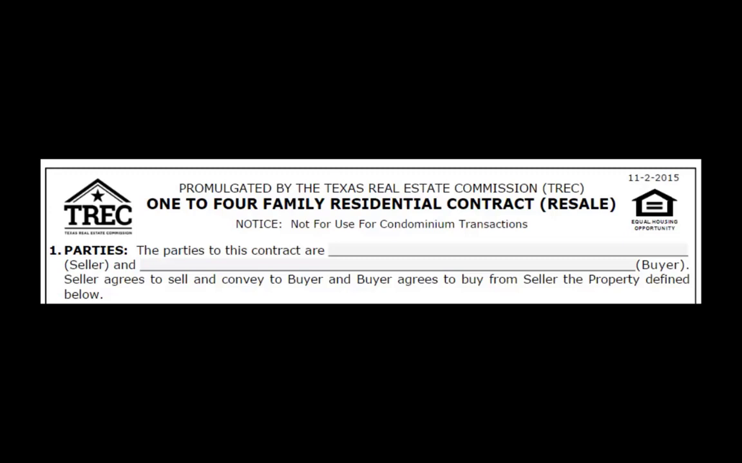In the first blank, you put the seller's name. Second blank, you put the buyer's name. Use the correct spelling of the legal name of each party. No nicknames, no middle. Don't use the middle name as the first name. If they happen to go by their middle name, put their full legal name. No abbreviations, and find out if they're a junior or a third, or if there's some kind of suffix or prefix you need to include in there.